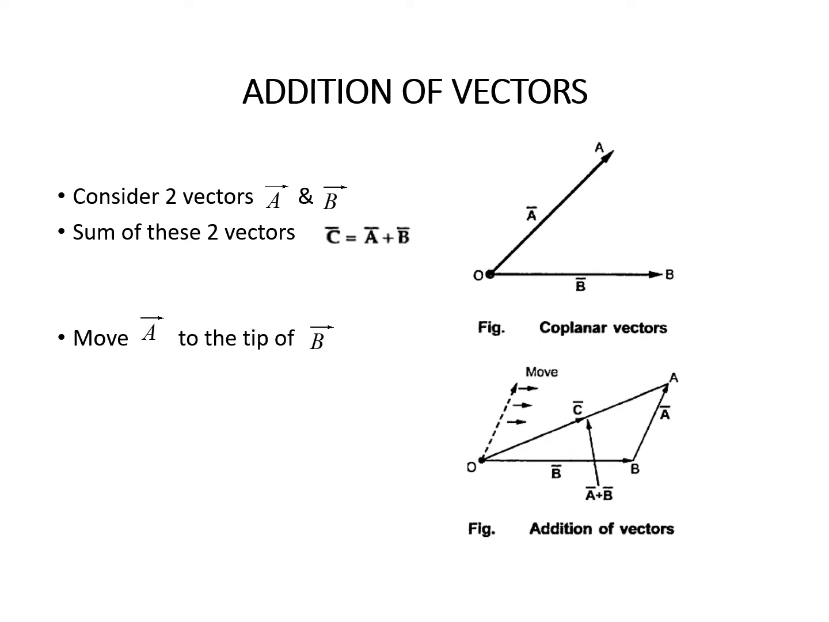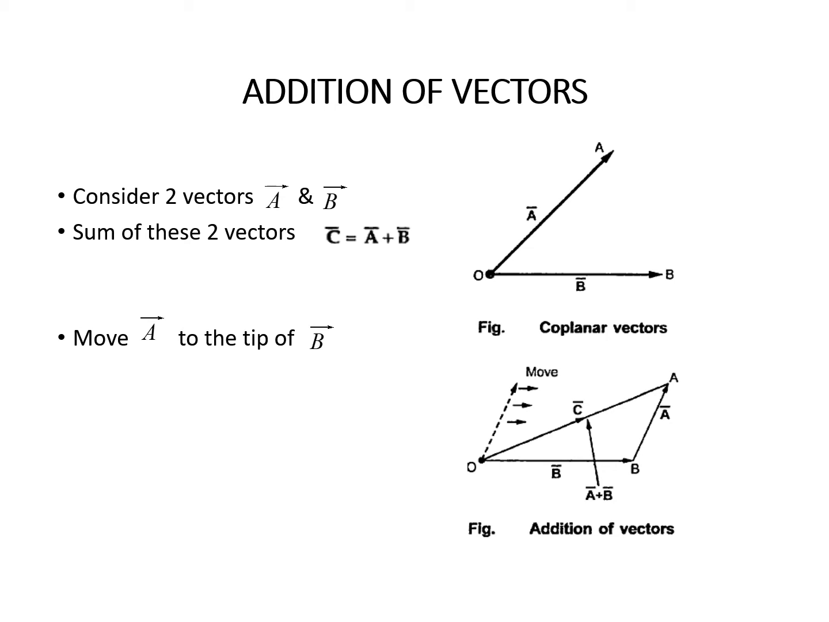Addition of two vectors. So how to add two vectors? Consider two vectors, A vector and B vector. We have to add the two vectors. The resultant vector, the sum of these two vectors, C vector, is equal to A vector plus B vector. C vector is the sum of the two vectors, or the resultant vector.